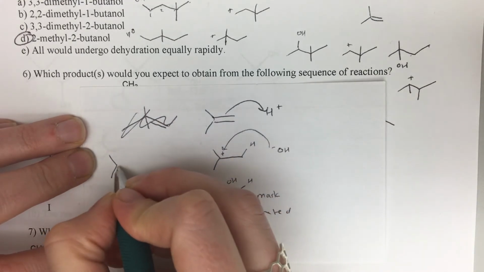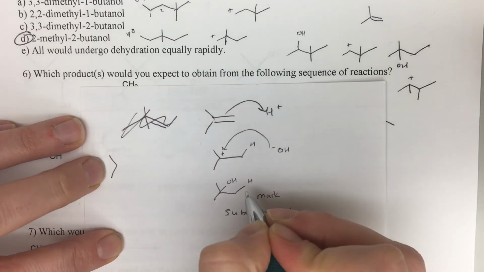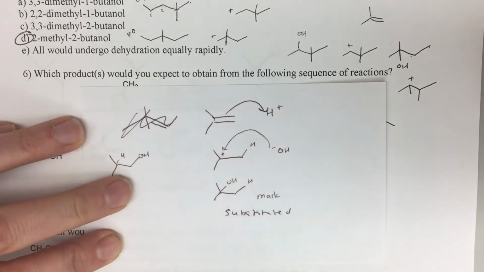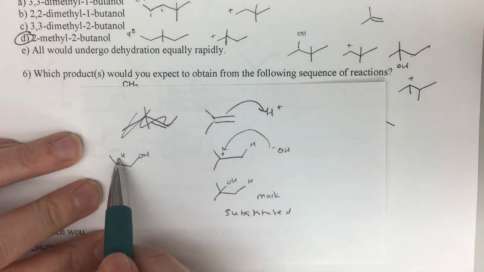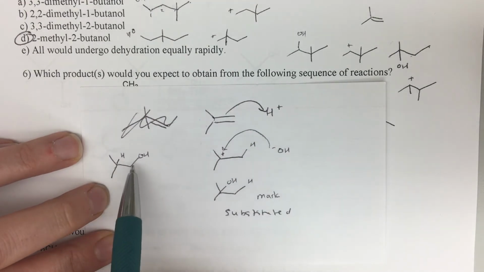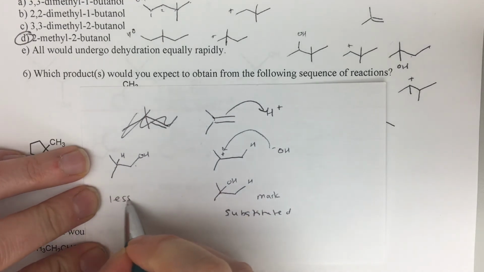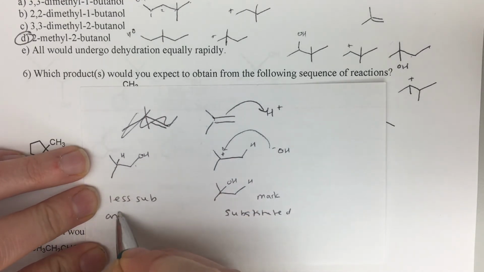Anti-Markovnikov would add to the opposite side. So your hydrogen would add on this side, the more substituted, and the alcohol would add to the less substituted side. Anti-Markovnikov.